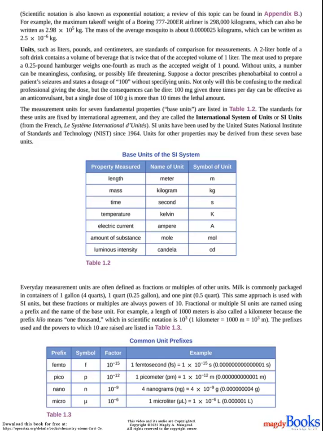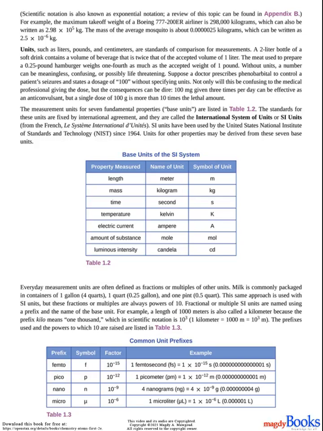Suppose a doctor prescribes phenobarbital to control a patient's seizures and states a dosage of 100 without specifying units. Not only will this be confusing to the medical professional giving the dose, but the consequences can be dire. 100 milligrams given 3 times per day can be effective as an anticonvulsant, but a single dose of 100 grams is more than 10 times the lethal amount.